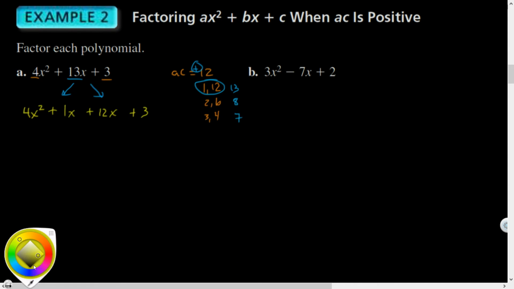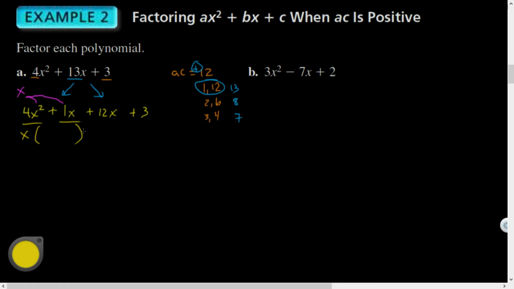Here we go. Just for these first 2 terms, between 4 and 1, I could only steal a 1. But between x squared and x, I can steal an x. So I'm going to write x outside a set of parentheses, and I'm just doing this for the first 2 terms. So x times what is 4x squared? Well, that would be 4x. And x times what is 1x? That would be 1.